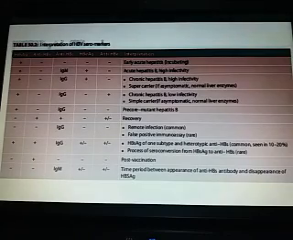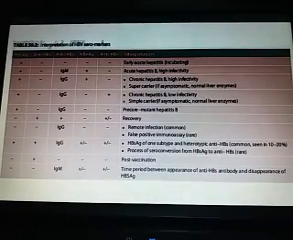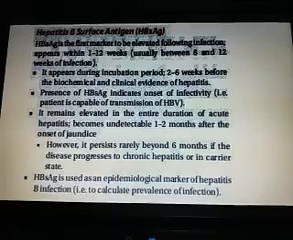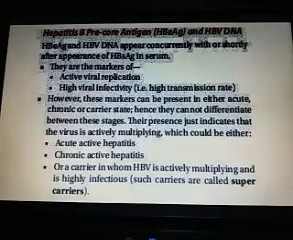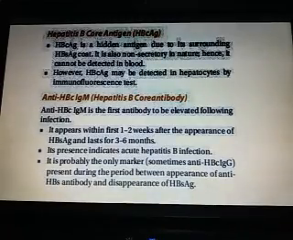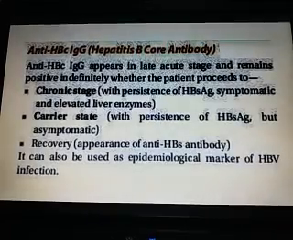Okay, these are the markers and the interpretations you can go through very easily. I have also explained them in the earlier graphical presentations: hepatitis B surface antigen, E antigen, core antigen, and others.